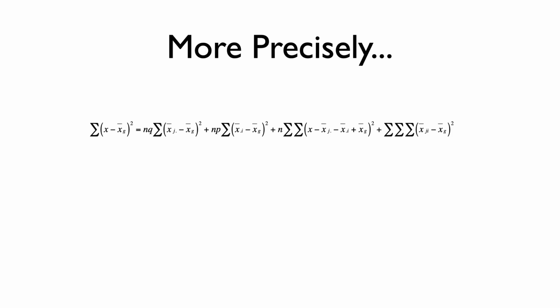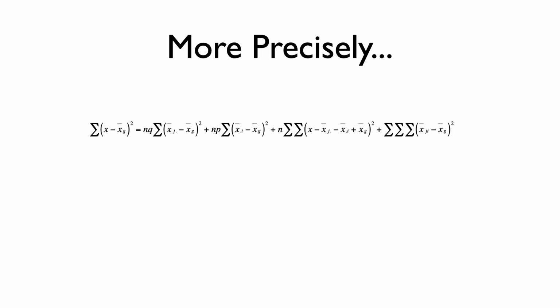What are P and Q? It's the number of levels of A and B. Don't get worked up about that. Seriously, don't get too bogged down in the notation. What this is saying is, you take a score, you subtract the row mean, you subtract the column mean, and you add the grand mean back in.